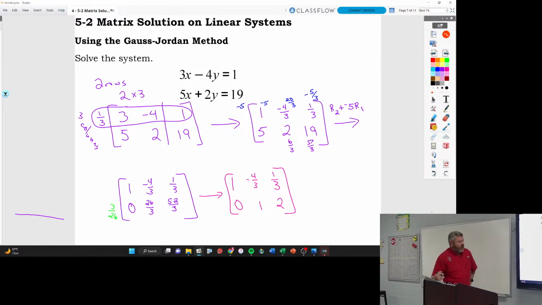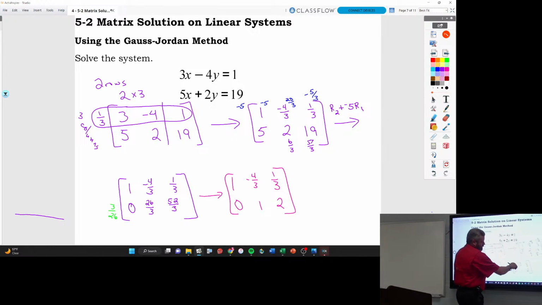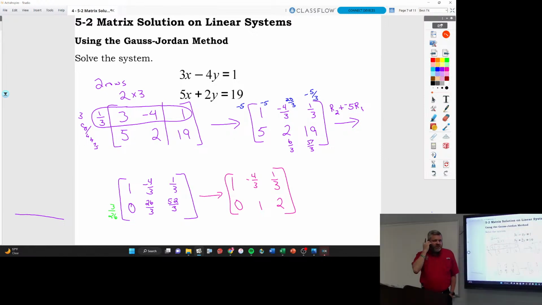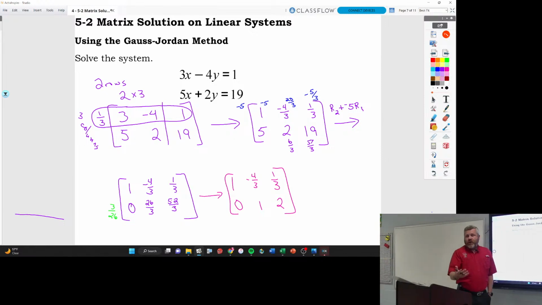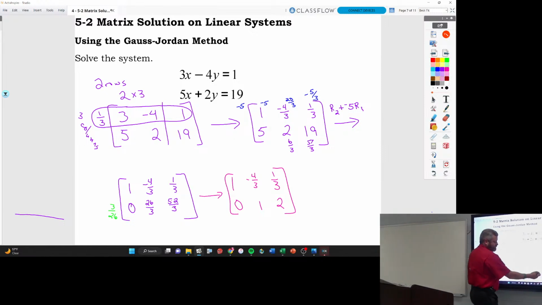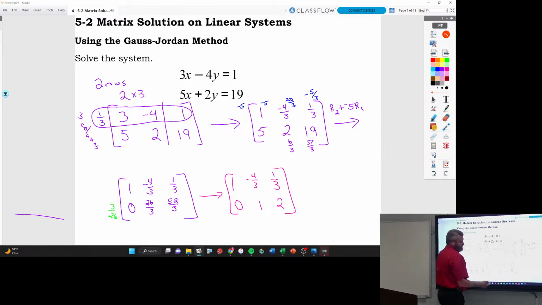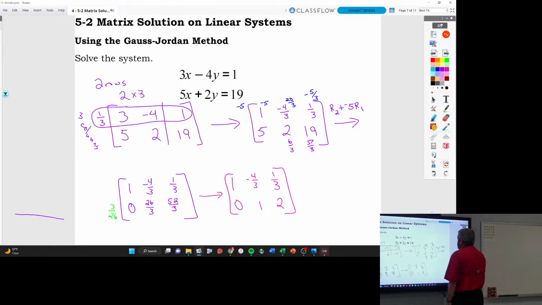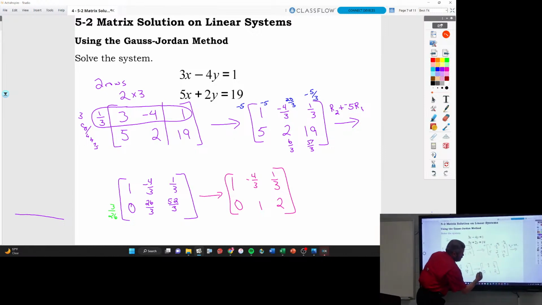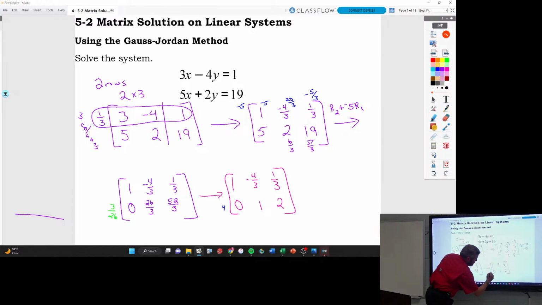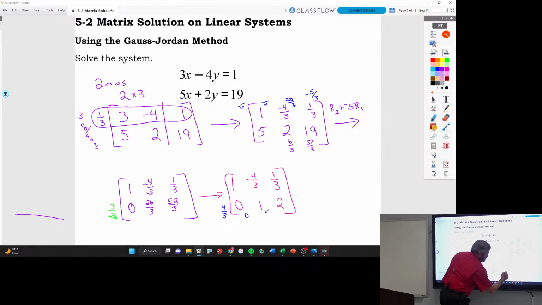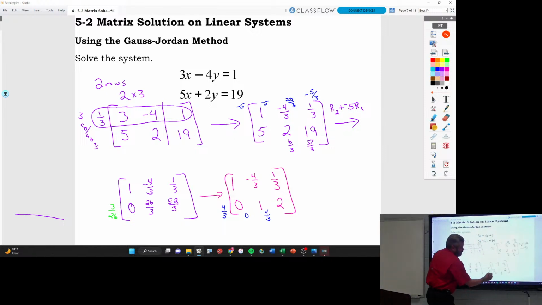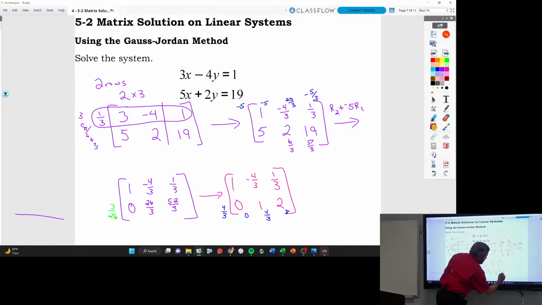I'm going to use that 1 to get rid of the -4 thirds. Well, to turn a -4 thirds into a 0, I need a +4 thirds. So to turn a 1 into 4 thirds, I'm going to multiply row 2 by 4 thirds. I'm just going to write it in blue here, just like I did before. Well, 4 thirds times 0 is still 0. 4 thirds times 1 is 4 thirds. And 4 thirds times 2 is 8 thirds.